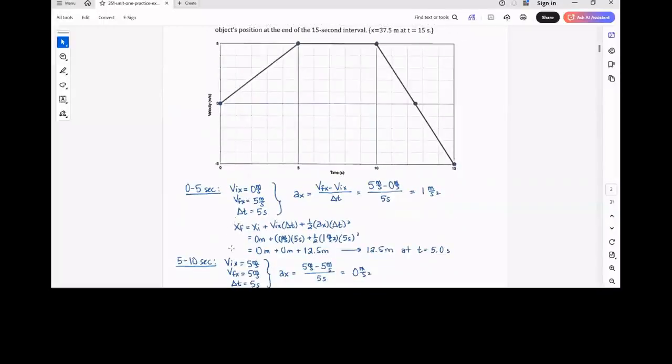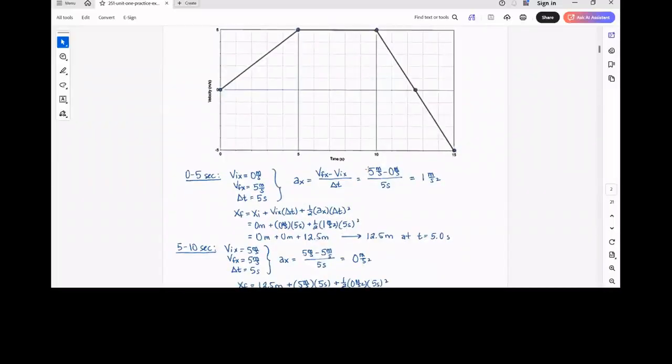I can go to the first kinematic equation, the one for position, and I know I'm dealing with an object that's moving on the x-axis. So those initial s's can be turned into x's. X initial is given to us, that's 0 meters. V initial x and delta t I can read off the graph, and I calculated an acceleration of 1 meter per second squared. So that's going to leave me with 0 meters plus 0 meters plus 12.5. So that tells me that at t is equal to 5 seconds, this object has moved from 0 meters to positive 12.5 meters.